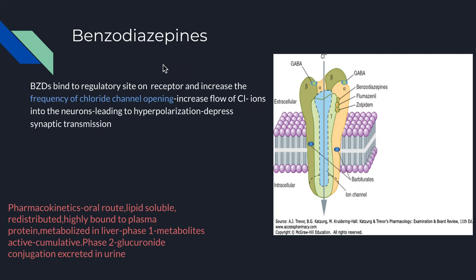Coming to benzodiazepines. Now, benzodiazepines bind to regulatory sites on the receptor and increase the frequency of chloride channel opening, thereby increasing the flow of chloride ions into the neurons, leading to hyperpolarization and depressing synaptic transmission. So they act like barbiturates, they act on the GABA A receptors, which mediate the fast inhibitory synaptic response, but they enhance the effect of GABA by increasing the frequency of the chloride channel opening.